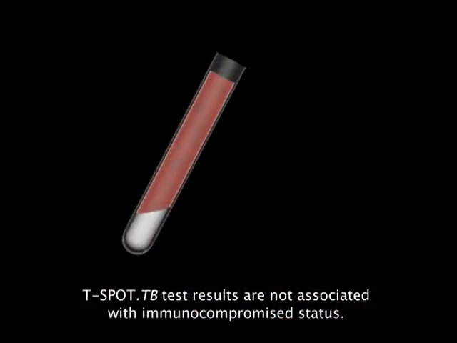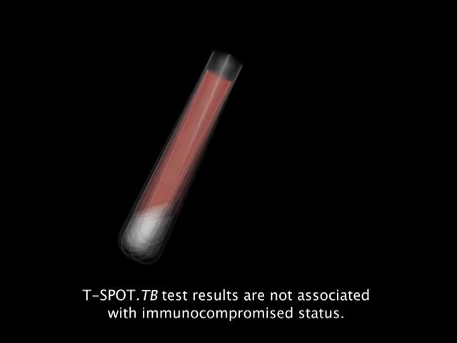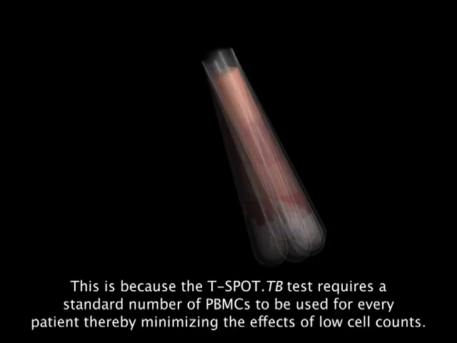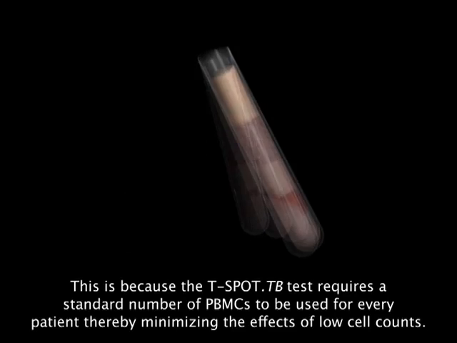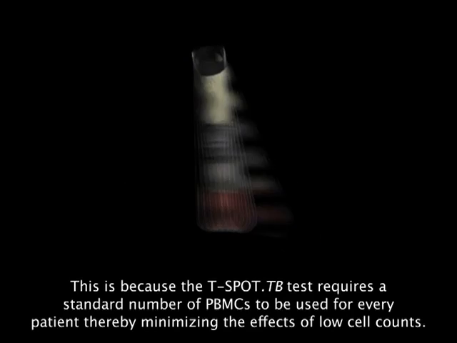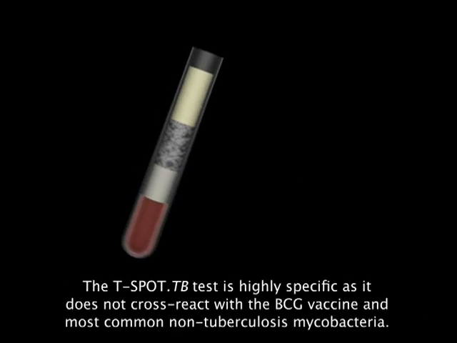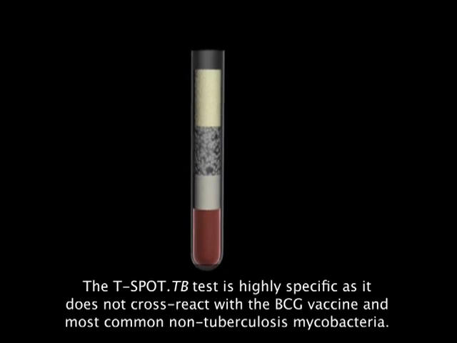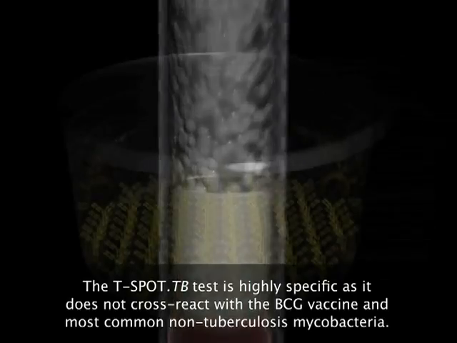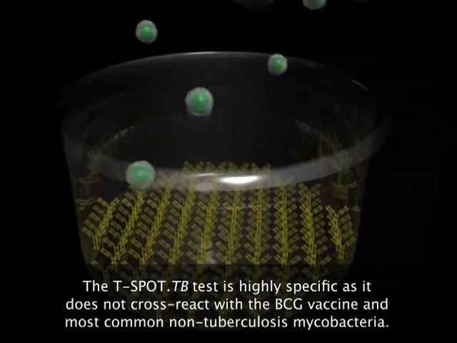T-spot TB test results are not associated with immunocompromised status. This is because the T-spot TB test requires a standard number of PBMCs to be used for every patient, thereby minimizing the effects of low cell counts. The T-spot TB test is highly specific, as it does not cross-react with the BCG vaccine and most common non-tuberculosis mycobacteria.